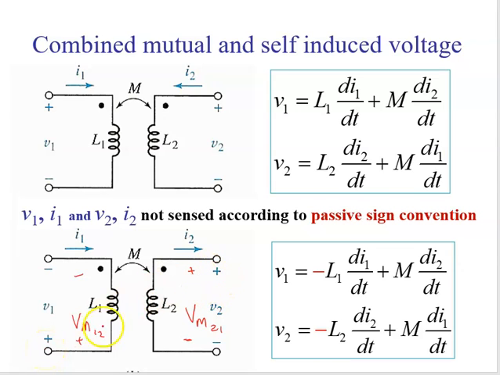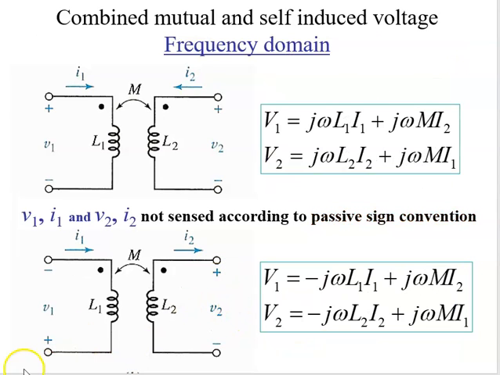In both these scenarios, the positive reference is associated with what we're considering the positive voltage V2. However, in both these scenarios, it's negative because it's set up in terms of active sign convention, V1 and I1, V2 and I2. So that's nice to be able to use our VL is L di/dt and VM is plus or minus M di other/dt. But we could also do this in frequency domain.